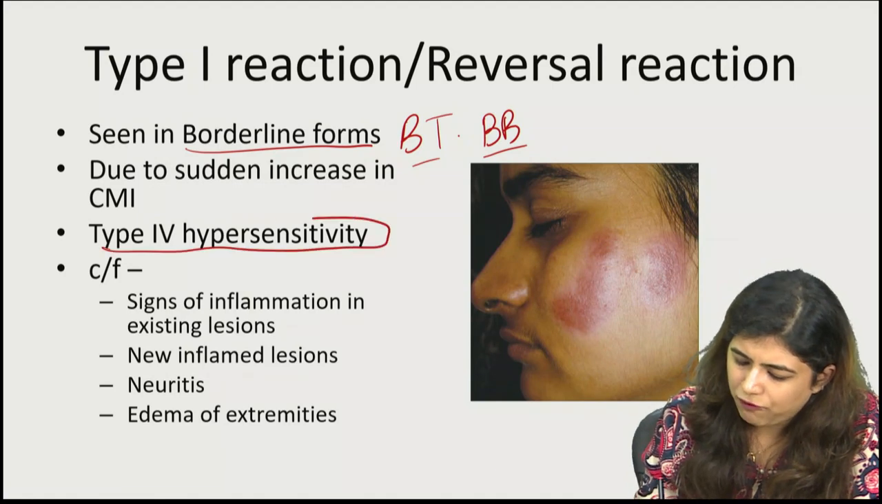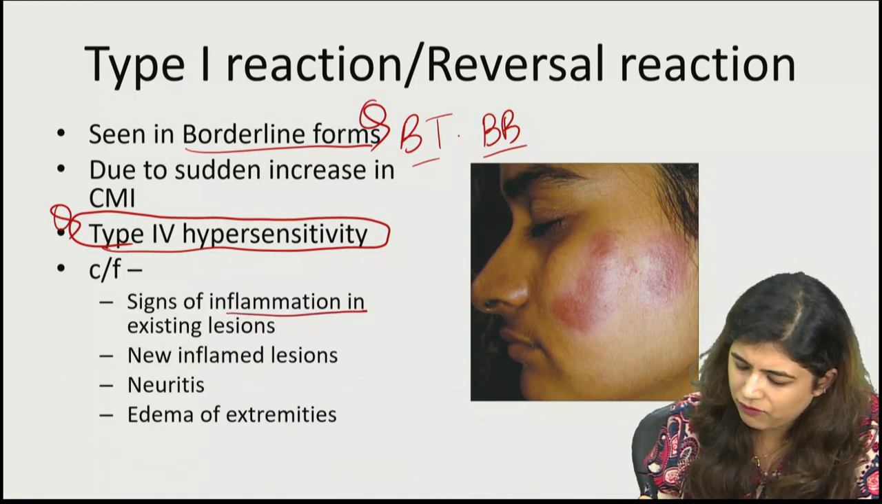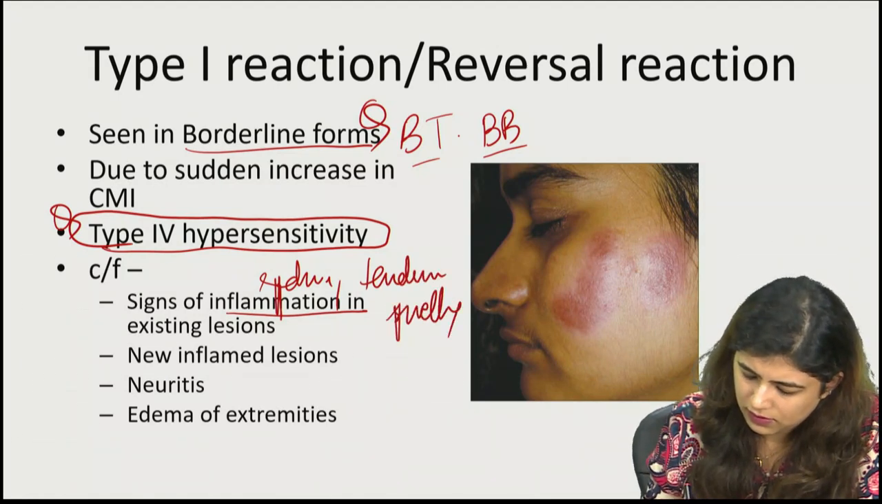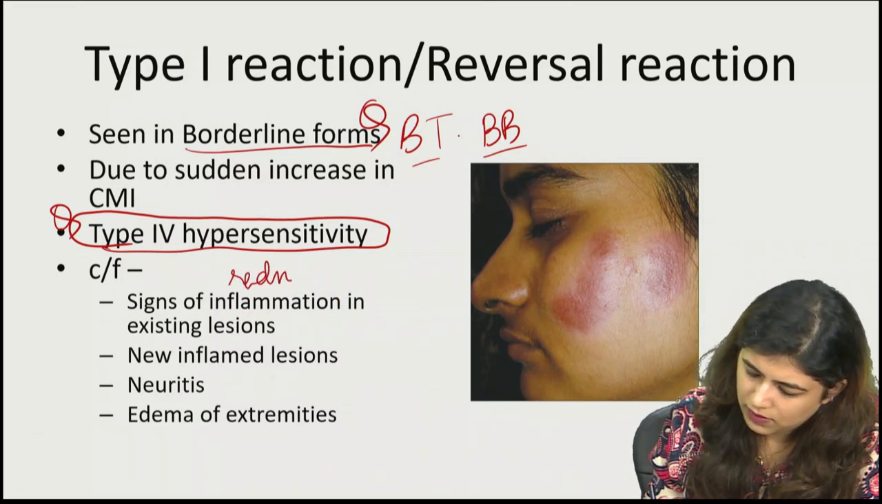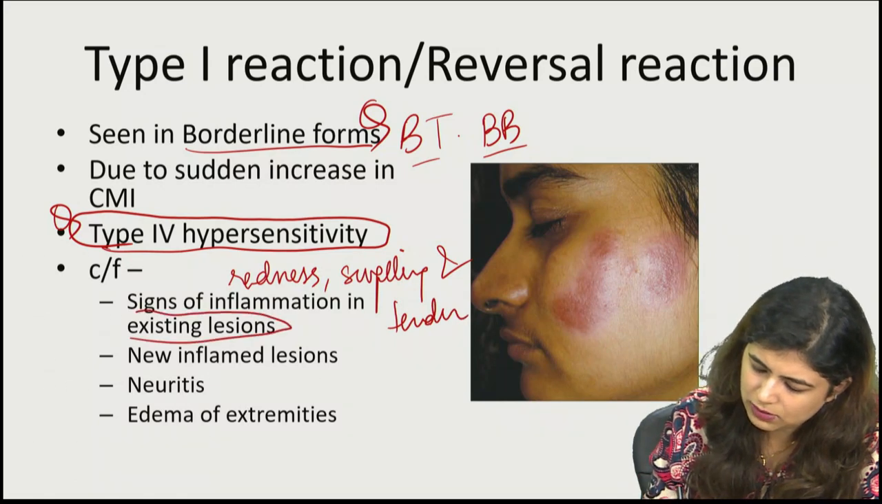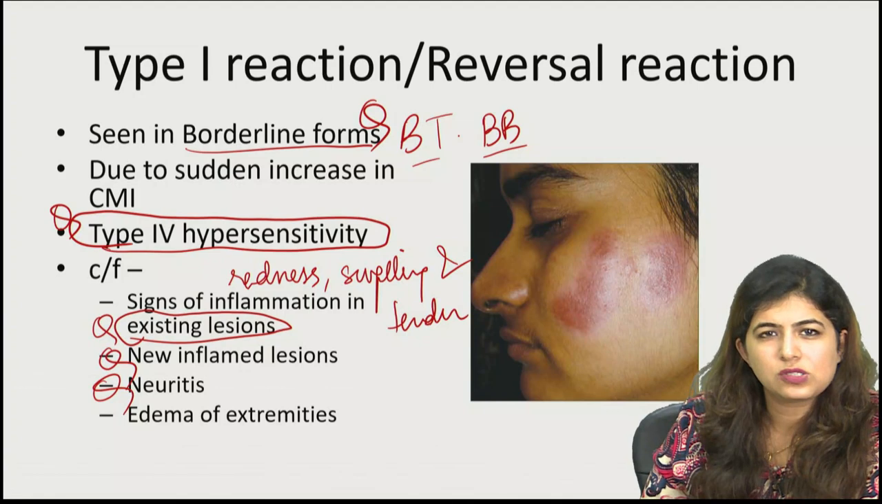This is a type 4 hypersensitivity reaction. And what do I see? I see signs of inflammation, that is redness and tenderness, swelling and tenderness in the existing lesions, most importantly. Then I see new lesions along with neuritis. So these are my findings of type 1 leprosy reaction.